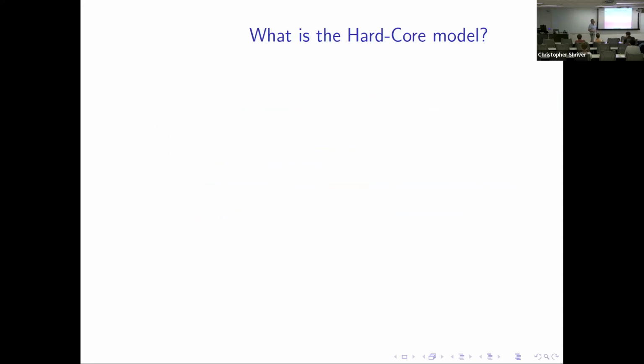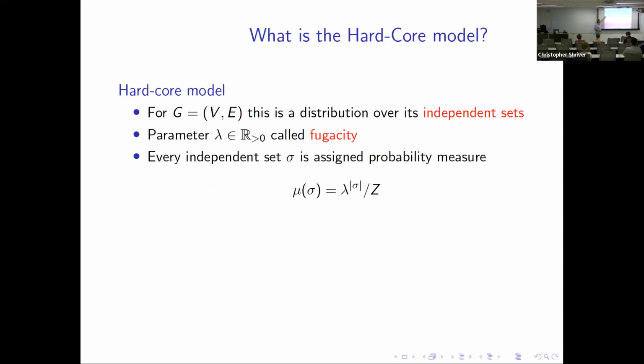What is the hardcore model? Given some graph G, the hardcore model is a distribution over the independent sets of G. What is an independent set? It is a subset of vertices that does not span any edges. We have this parameter lambda. Usually we call it fugacity; Will, I think, called it activity. There are various names for this one. I call it fugacity. So the hardcore model states that an independent set sigma gets probability measure mu of sigma, which is equal to fugacity raised to the size of the independent set, divided by the partition function.